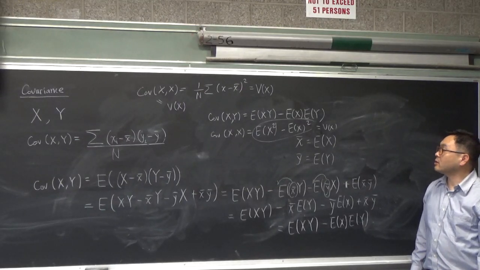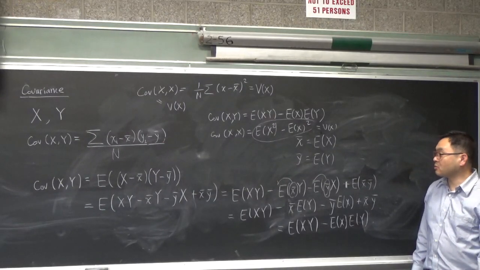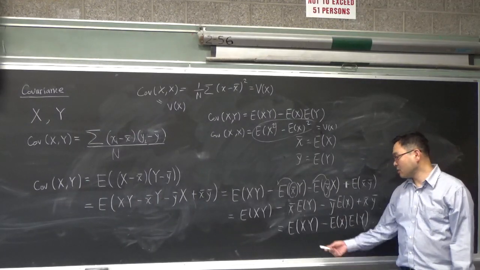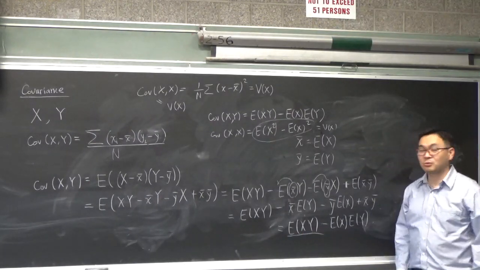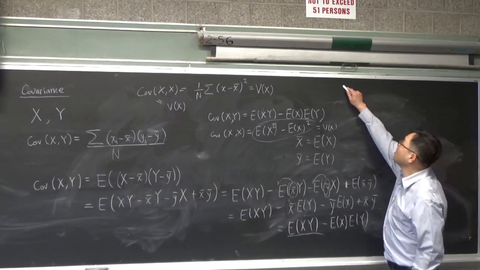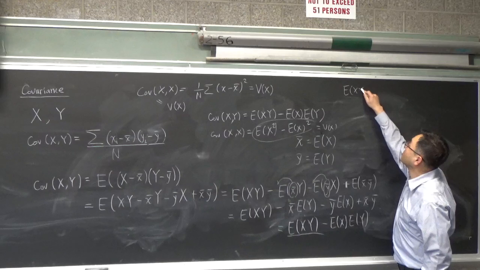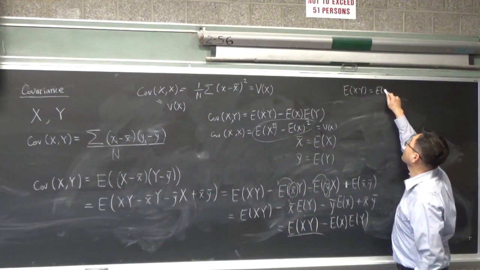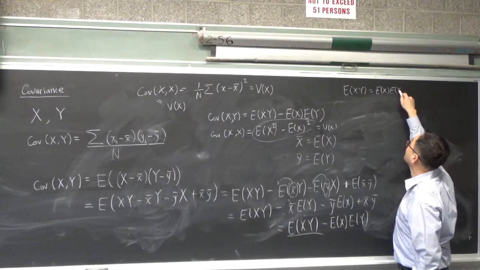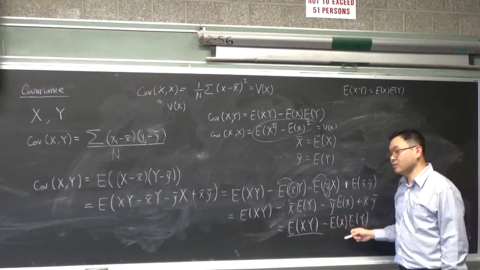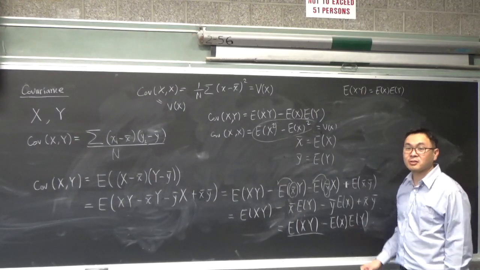All right. Another thing that you should observe is that what if x and y are completely independent? Then what becomes of this? We've learned something about it. If x and y are independent, what is E of xy same as? E of x, E of y. E of x times E of y. So this is going to be 0.